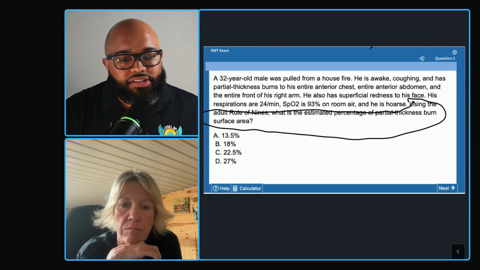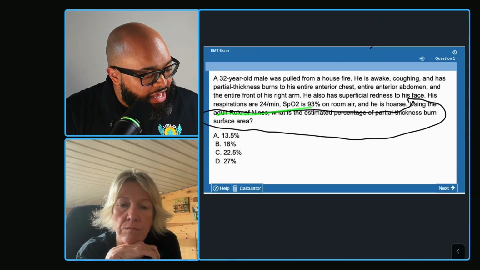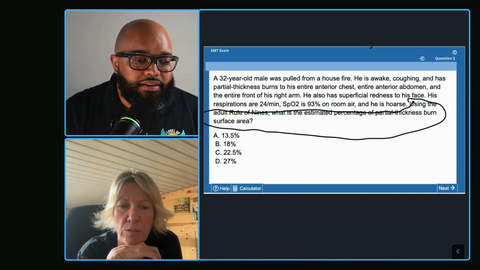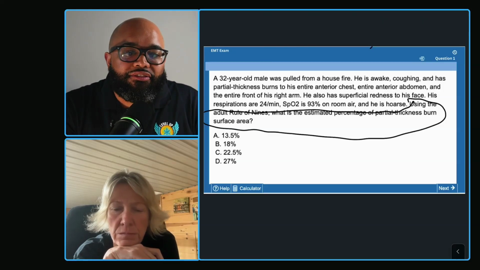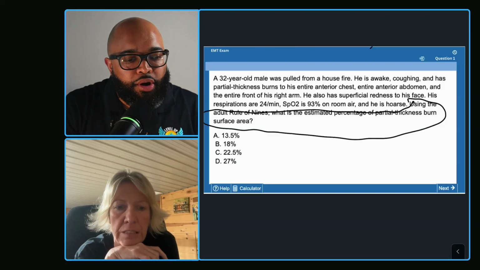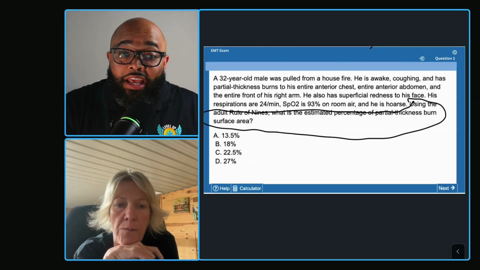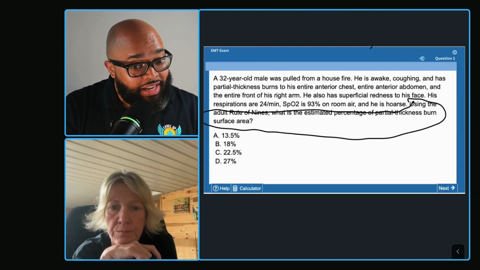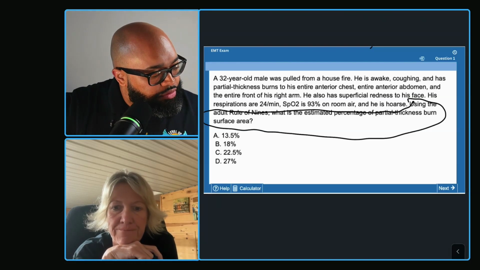Okay. Now, is this going to be a 1-step or 2? Can I just answer the question based on that alone? No, I think it's going to be a 2-step. Yeah, this is a 2-step because I got to figure out how badly is this person burned. But I don't need everything in this story. I only need enough information to tell me the burn percentage. That's it. So let's go through this one.